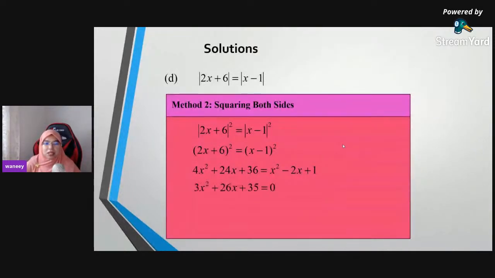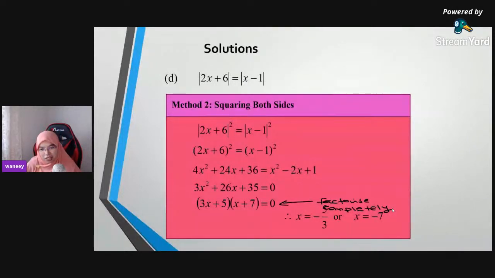So it will become 3x squared plus 26x plus 35 equal to 0. So (3x plus 5)(x plus 7) equal to 0. So in this step you factorize them completely. Okay, so after you factorize completely, you can get the value of x. So x is either negative 5 over 3 or x is equal to negative 7.